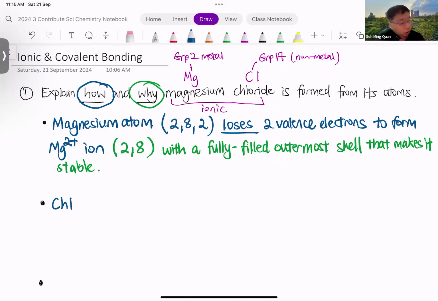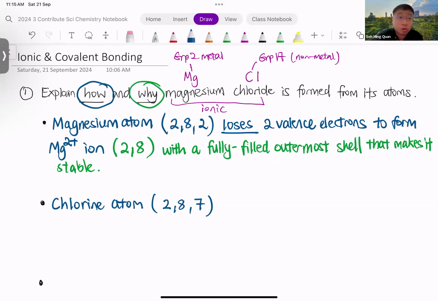Now we will move on to chlorine. Again, we do the same thing. We go to the periodic table and we find chlorine. Cl is in group 17 and it has 17 electrons. If it has 17 electrons, what is the electronic configuration of the chlorine atom? First shell, 2. Second shell, 8. Valence shell, 7. 2, 8, 7, which makes sense again, because group 17 elements have 7 valence electrons.